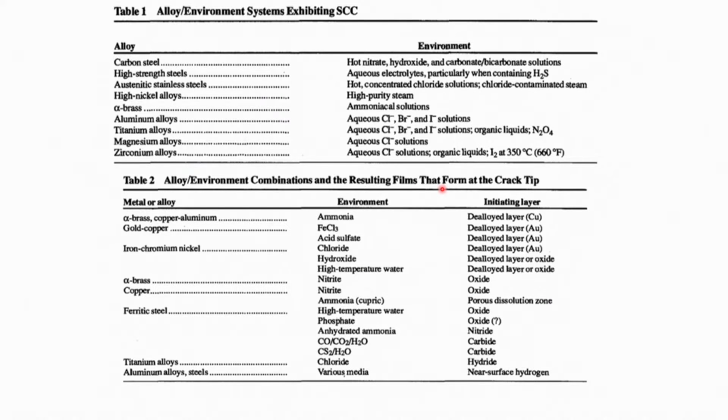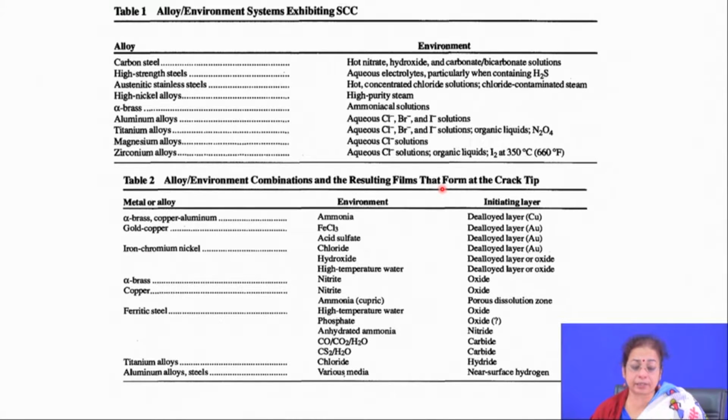In alpha brass in nitrite solution, there is oxide formation. In ferritic steel in high temperature water solution, there is oxide formation and nitride formation. In titanium alloy, hydride and carbide. So, you can understand that these carbides, nitrides and hydrides are again quite porous in nature, and those oxides which are formed are highly porous and also not protective. As a result, the corrosiveness of that particular zone increases, resulting in initiation of corrosion at a much faster rate.